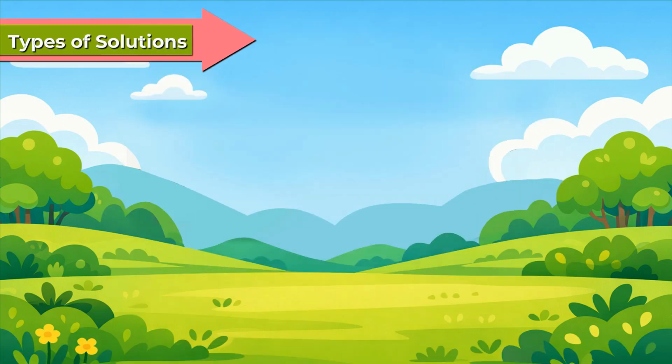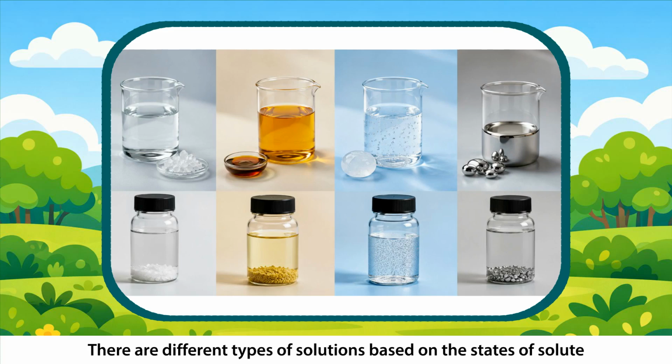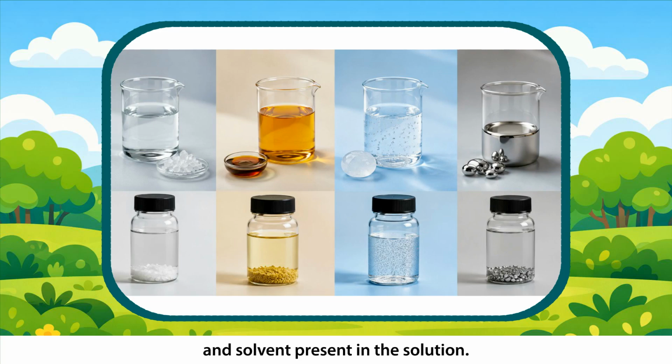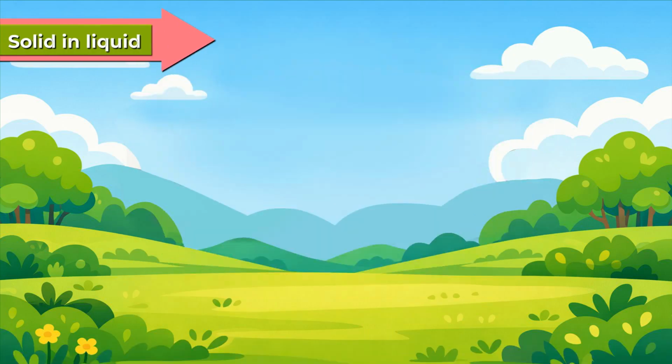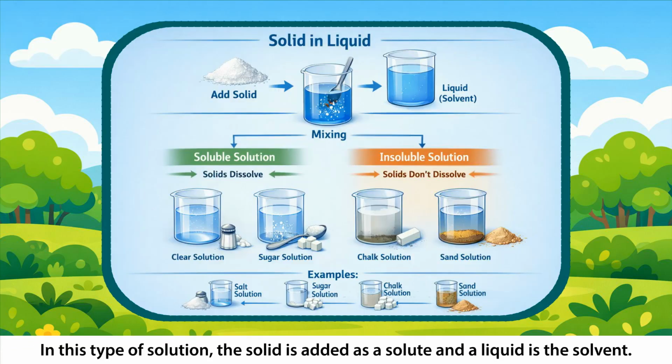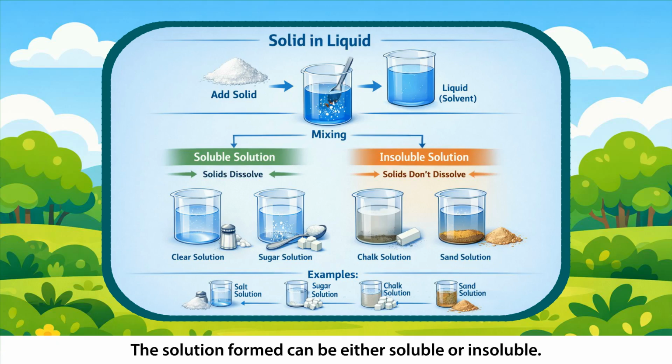Types of solutions. There are different types of solutions based on the states of solute and solvent present in the solution. Let us study about them in detail. Solid in liquid. In this type of solution, the solid is added as a solute and a liquid is the solvent. The solution formed can be either soluble or insoluble. For example, salt, sugar, chalk and sand solutions.